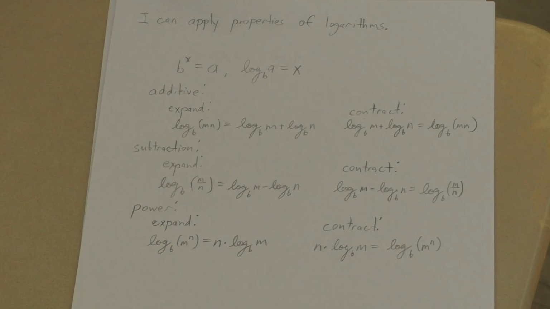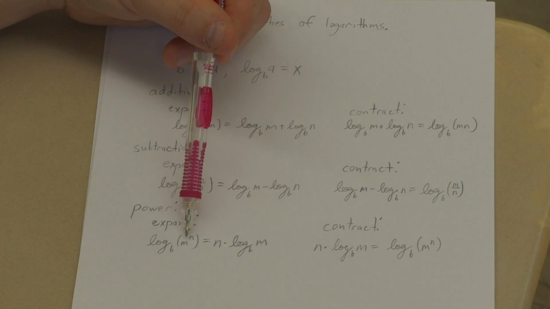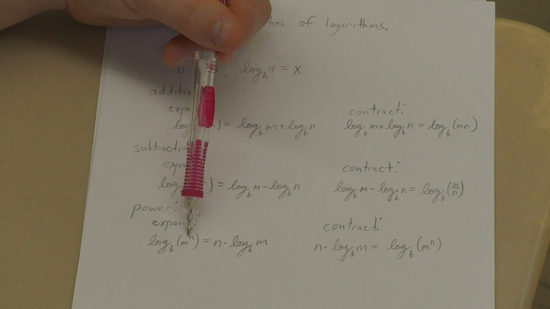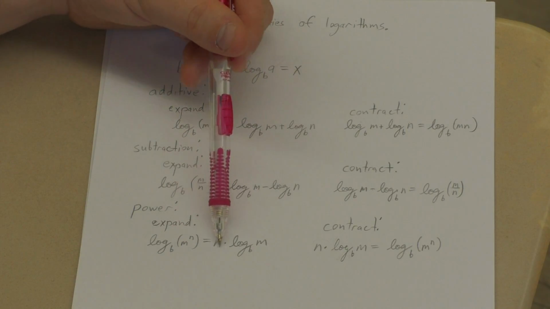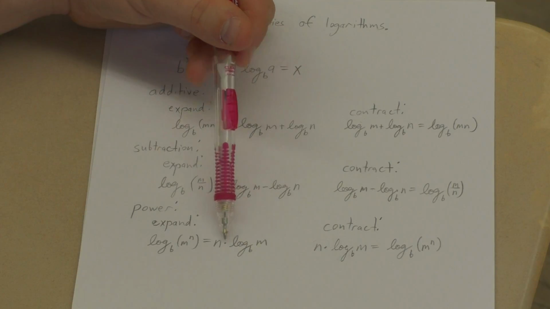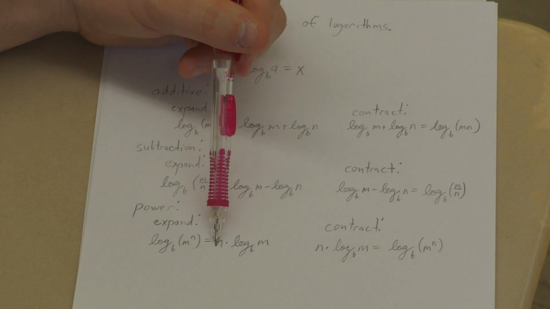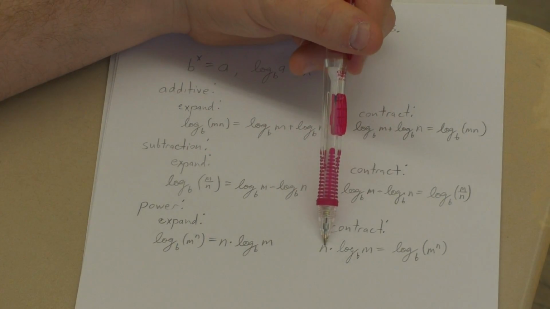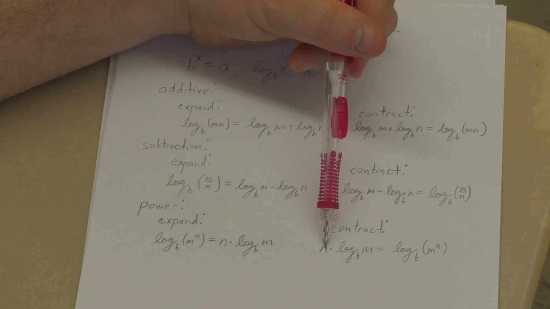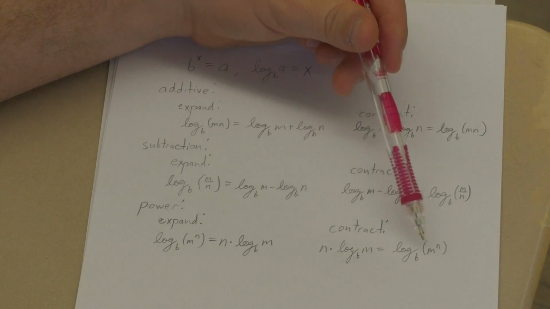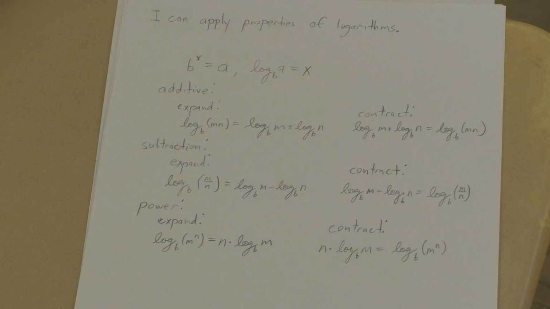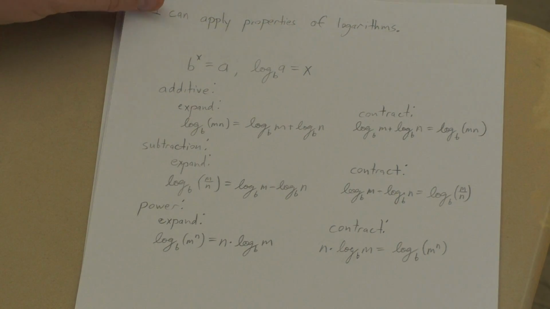The final property is called the power property. Just like with powers, when you have a power raised to another power, you multiply those powers. Similarly here, if you have a power inside of your log, you can bring it out front and multiply that log by whatever the number of the power is. So this n basically just came out front. And similarly, you can contract it: if you have a number out in front of the log, you can put it inside the log as a power. Those are the three properties.